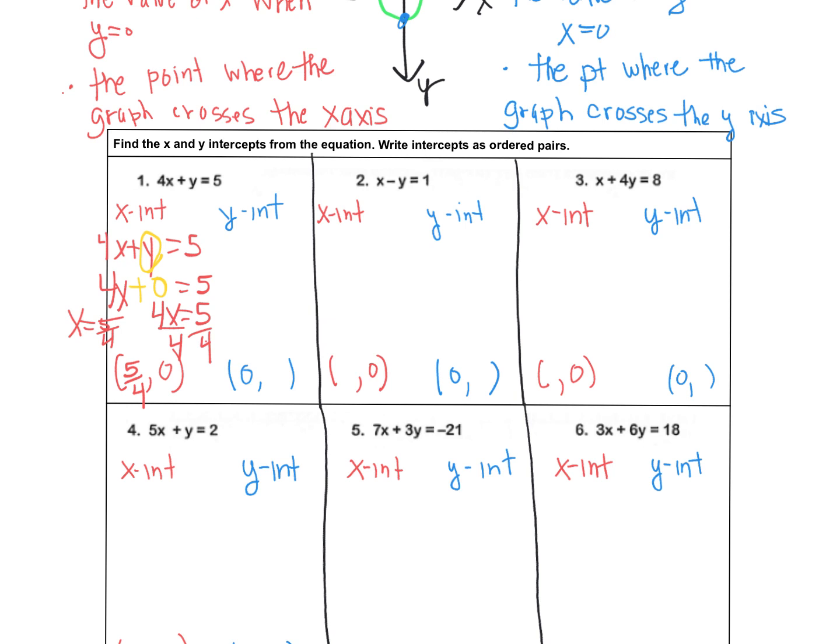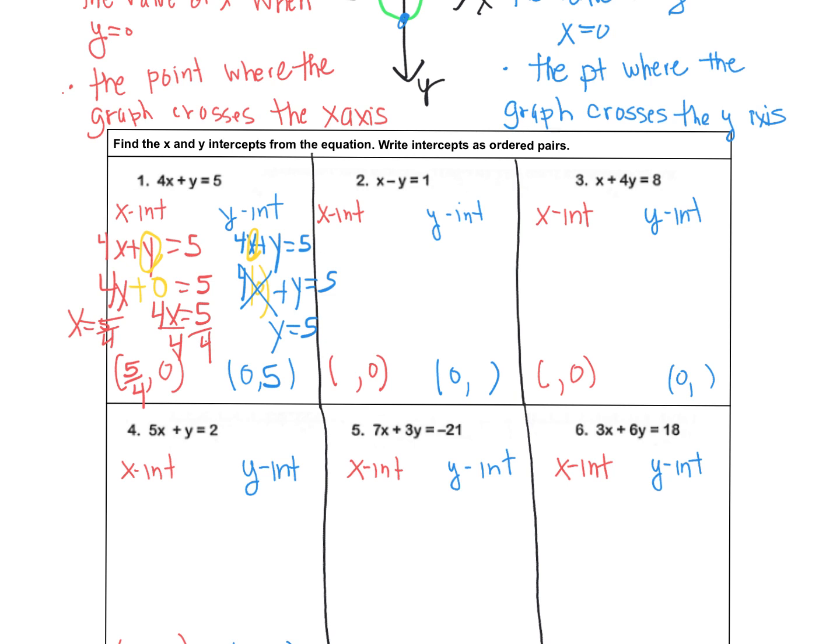When I go to find my y-coordinate, I'm going to use a similar process. I'm going to start with writing the equation that was given to me, 4x plus y equals 5. This time I'm looking for the y-intercept, so I'm going to let x equal 0. That would be 4 times 0 plus y equals 5. Well, 4 times 0 is just 0, so that's gone, and I will have y equals 5. And that's my y-intercept.